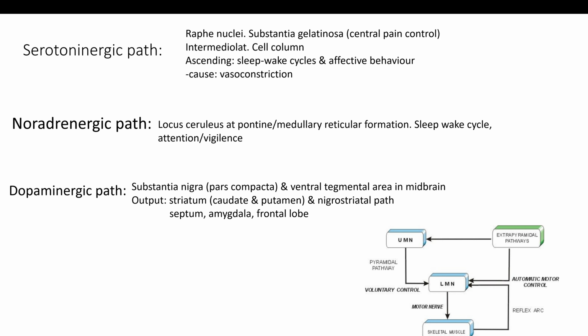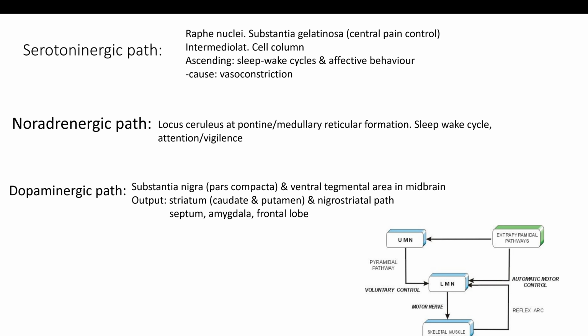Then some of its fibers terminate in the intermediolateral cell column, and the descending fibers are involved in the sleep-wake cycle and affective behavior like depression. And there might be vasoconstriction of the cerebral blood vessels. Then there's the noradrenergic path in the locus coeruleus and pontomedullary reticular formation. Its role in the sleep-wake cycle is essential, increasing attention and vigilance.